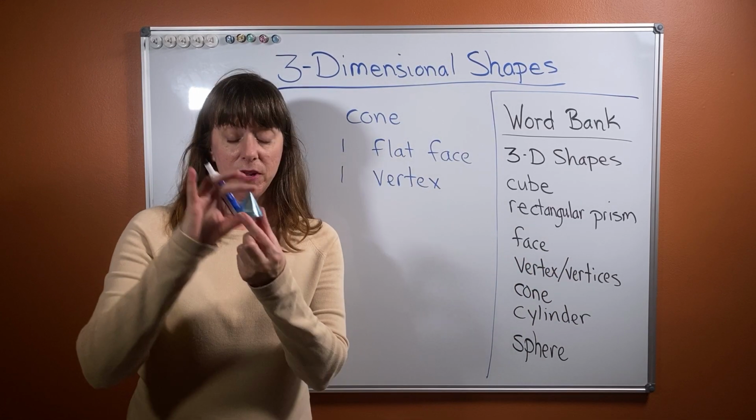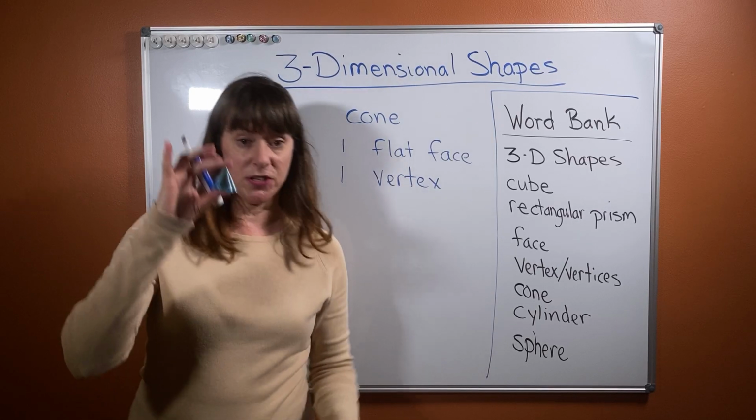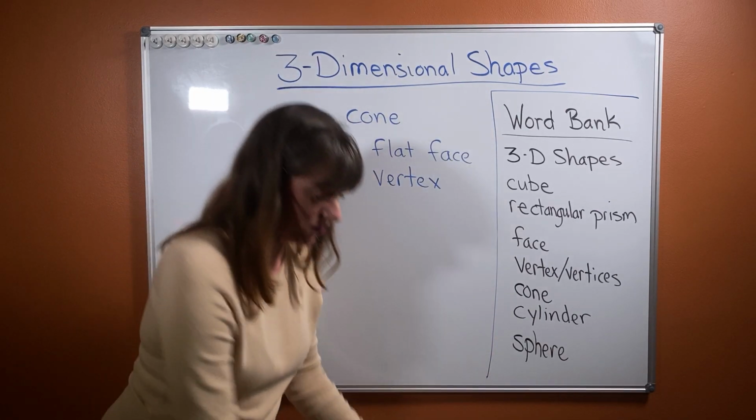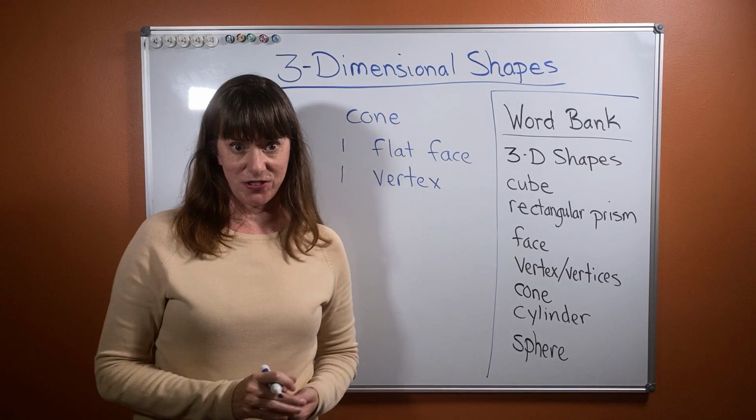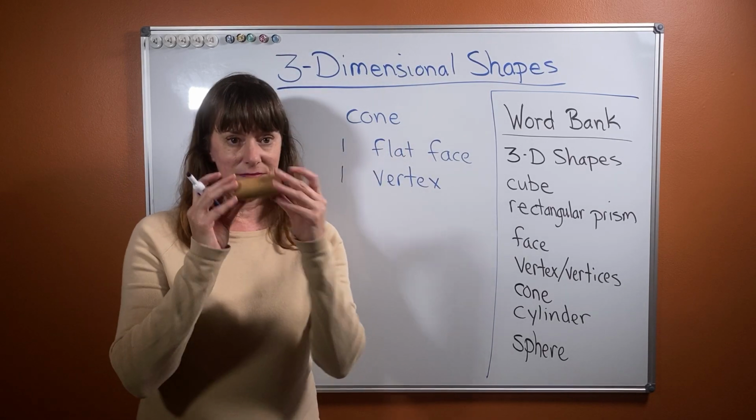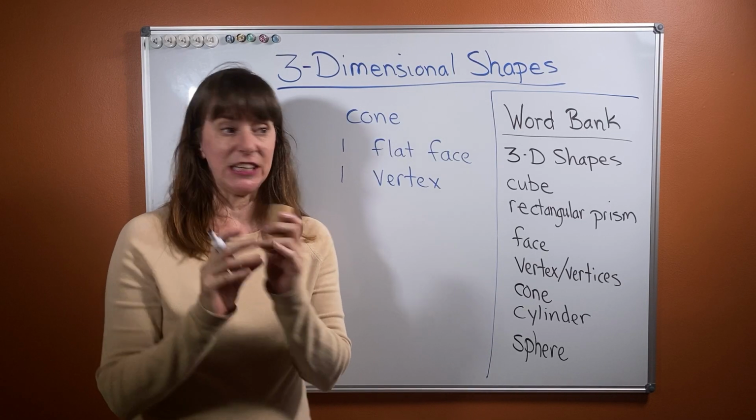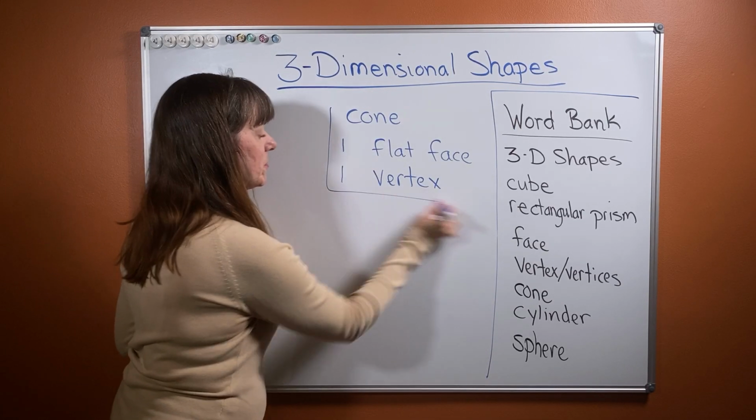Here's another example of a cone. Remember, cones can be tall, they can be short, they can be this direction, whichever direction you want. Here's our next shape. What's the shape? That's right, it's a cylinder. Circle this.